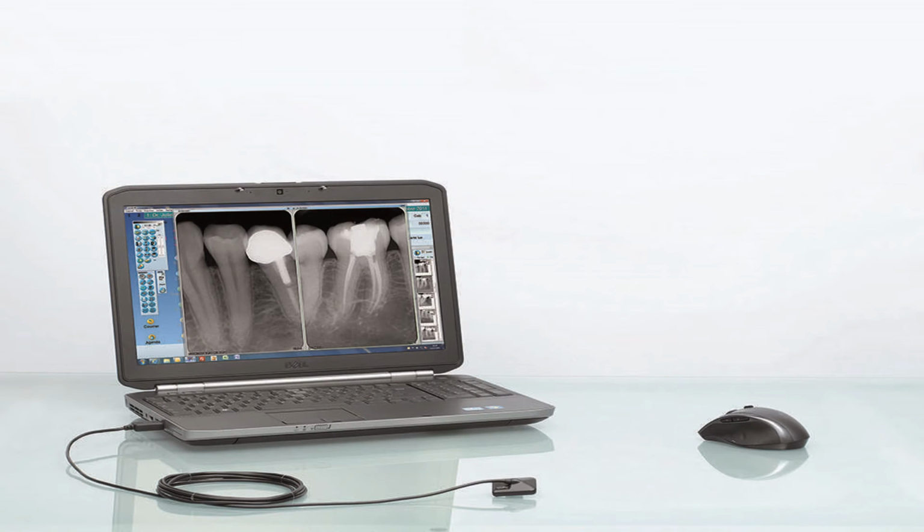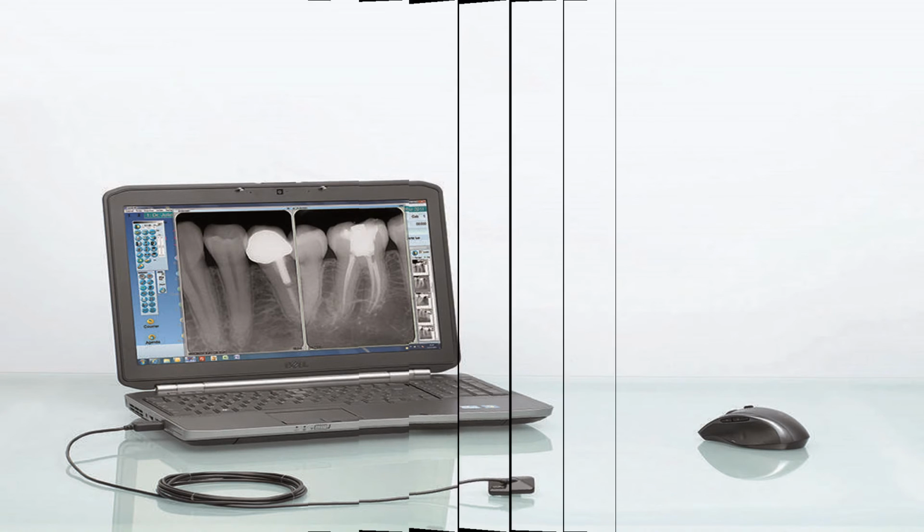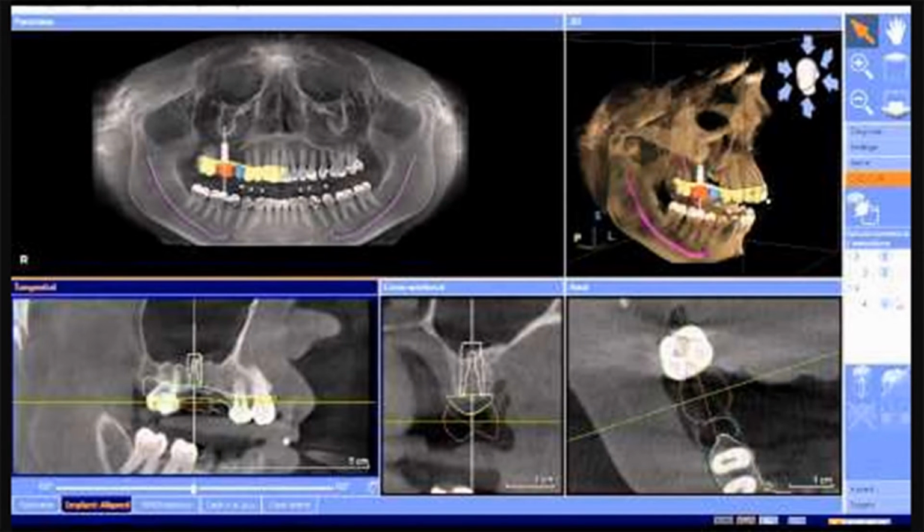Film sensors are less thick and rigid than digital sensors, so they provide the patient with better comfort when the X-ray sensors go into their mouths. Film presents superb picture quality. It can withstand heat sterilization. Film X-ray photos cannot be altered.